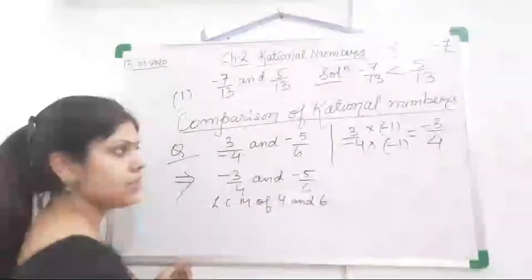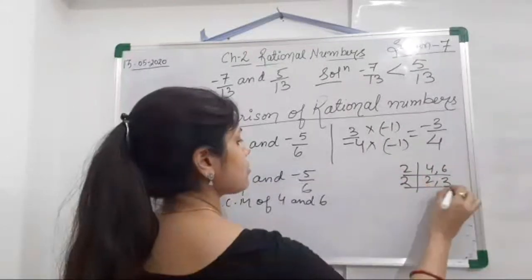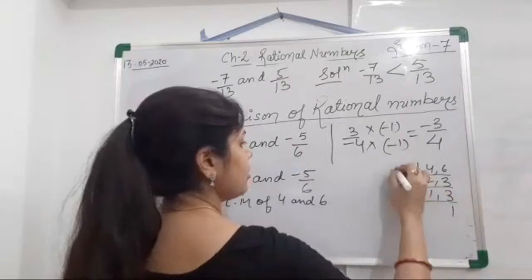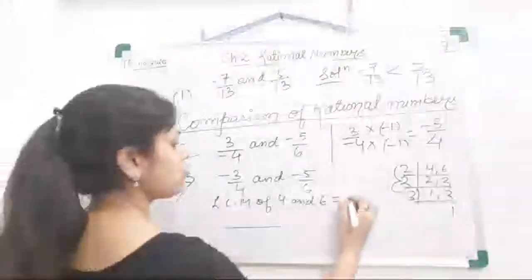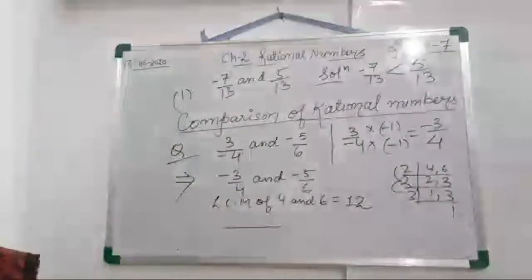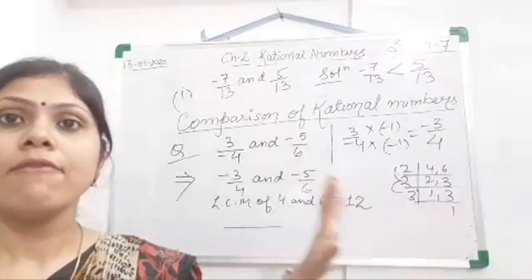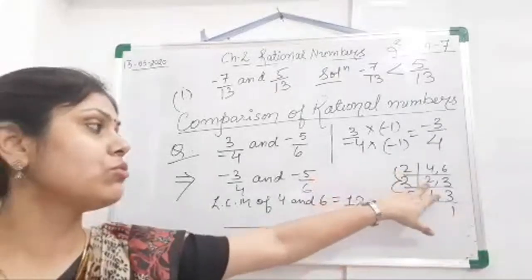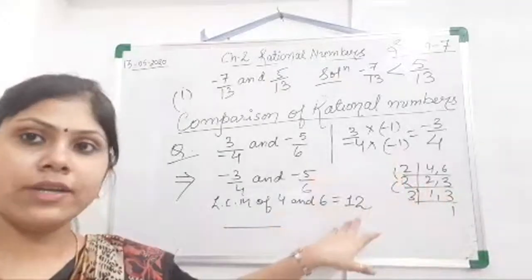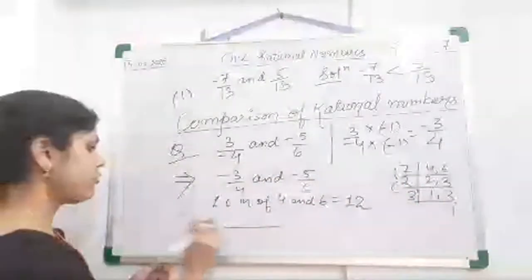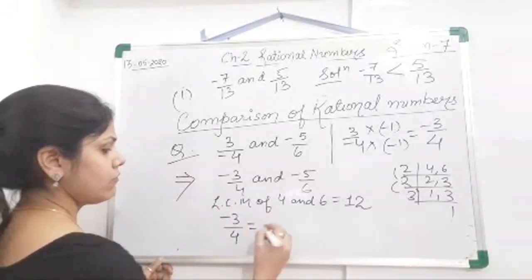What will you get? To take out the LCM: 2 2s are 4, 2 3s are 6, 2 1s are 2, 3 1s are 3, 2 2s are 4, 4 3s are 12. That means you got 12 as the LCM. You know how to take out the LCM. If you don't know, please go through your previous book and find out how to take out the LCM. Now you can write minus 3 upon 4 as what?